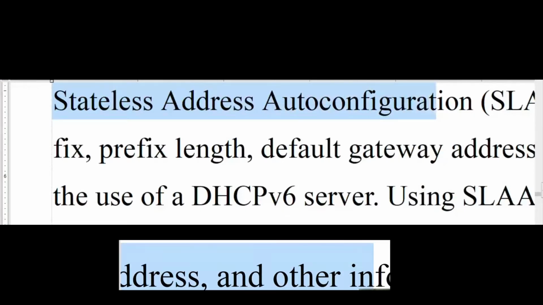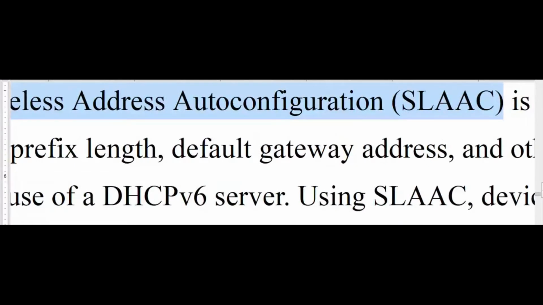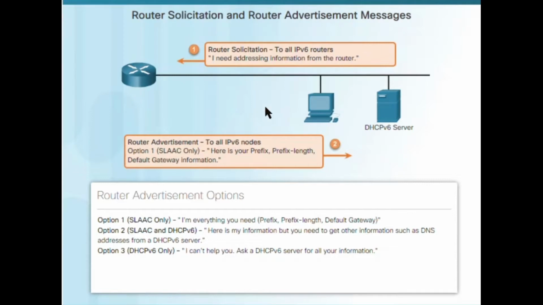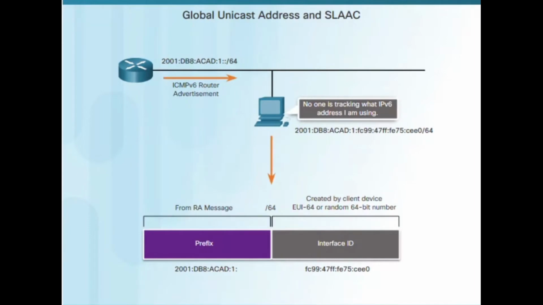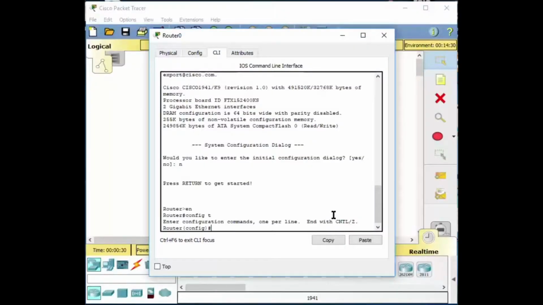Stateless Address Autoconfiguration is a method that allows a device to obtain its prefix length, default gateway address, and other information from an IPv6 router without the use of a DHCP version 6 server. Using SLAAC, devices rely on the local router's ICMP version 6 router advertisement messages to obtain the necessary information. IPv6 routers periodically send out ICMPv6 RA messages every 200 seconds to all IPv6 enabled devices on the network. An RA message will also be sent in response to a host sending an ICMPv6 router solicitation, or RS, message.